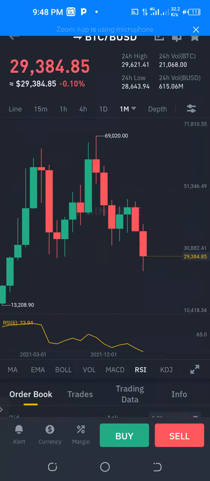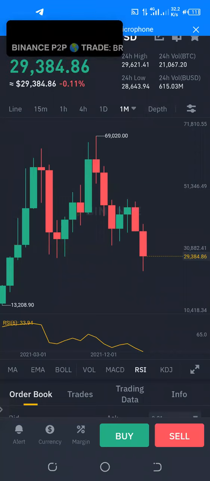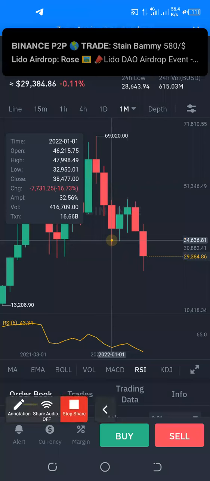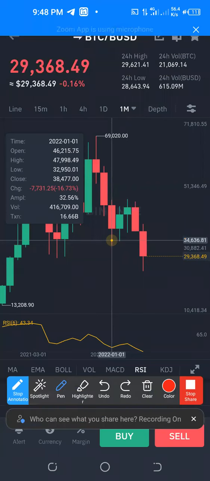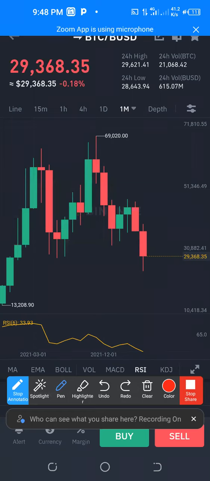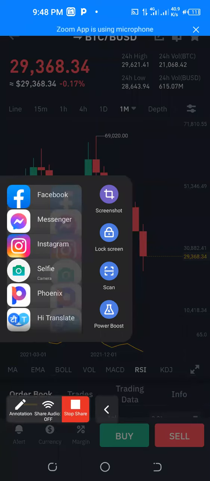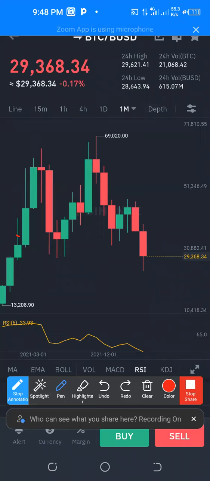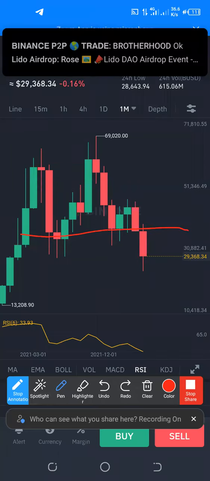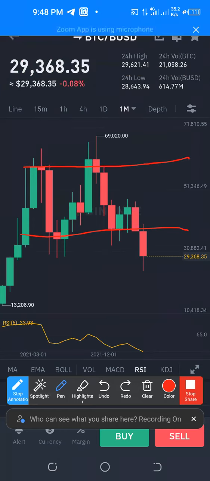You can say this is a particular. Okay, let me draw it out. See, on a monthly time frame now, you have one here. You have one here. Look at it. This is a particular support. Then look at this. This is a particular resistance. This is based on the monthly time frame.